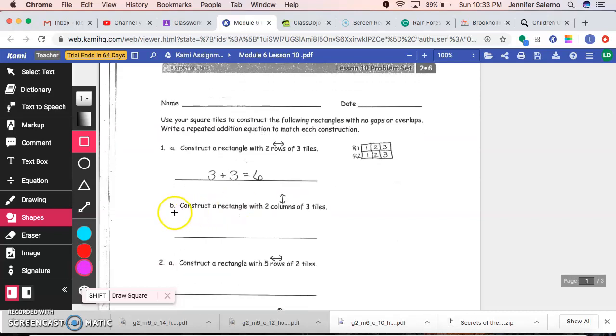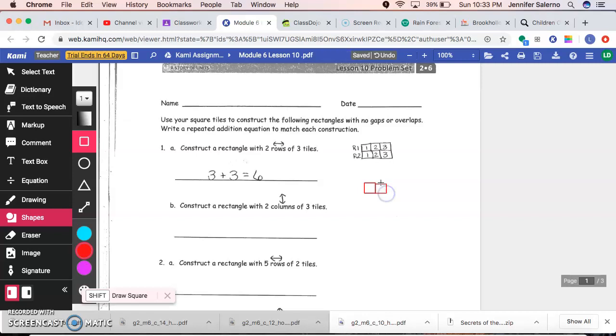So now let's do 1B together. Now it wants us to construct a rectangle with 2 columns of 3 tiles, okay? So now I'm going to come over here and I'm going to use just this today. It doesn't have to be anything crazy. You could draw, of course, your squares if you're more comfortable. That's fine. It's up to you. So I'm going to start with 2 columns. So I have 1 and 2.